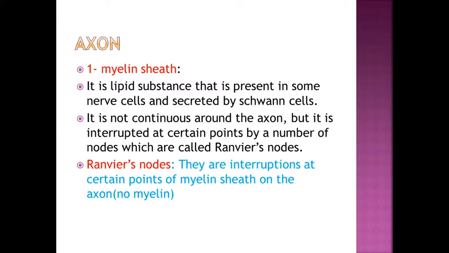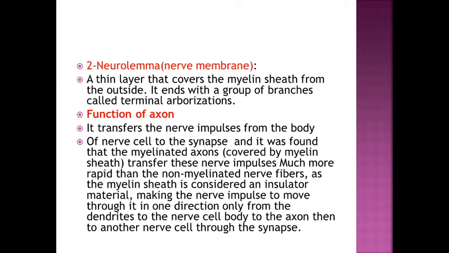Now, the axon consists of the myelin sheath, which is a lipid substance that's present in some nerve cells and secreted by Schwann cells. It's not continuous around the axon, but it's interrupted at certain points by a number of nodes called nodes of Ranvier. So nodes of Ranvier are interruptions at certain points of the myelin sheath on the axon, having no myelin sheath.